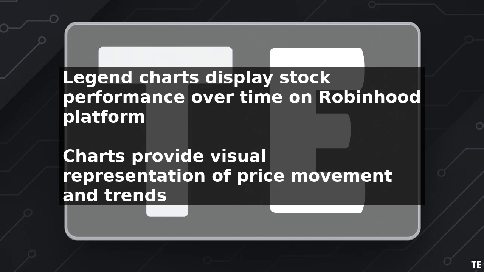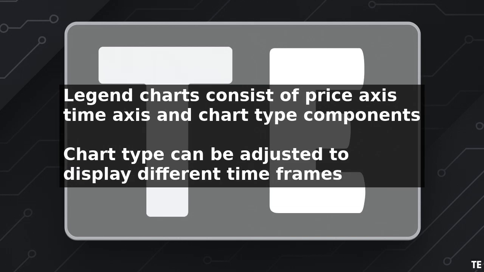The legend chart consists of several key components, including the price axis, time axis, and chart type. The price axis represents the stock's price, while the time axis represents the time period. The chart type can be adjusted to display different time frames, such as 1 day, 1 week, or 1 year.